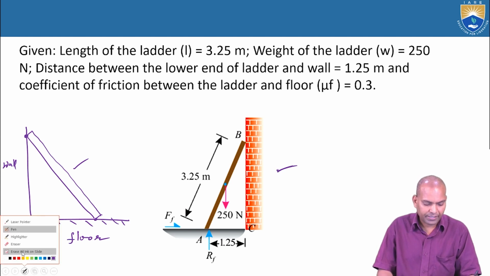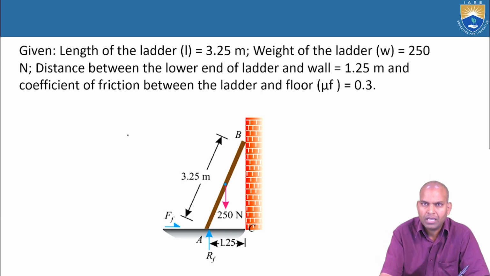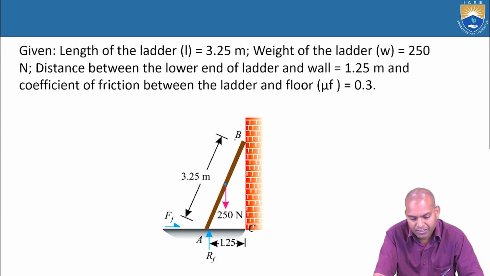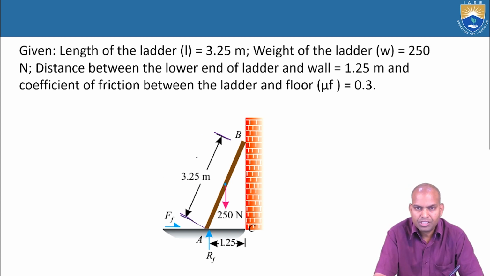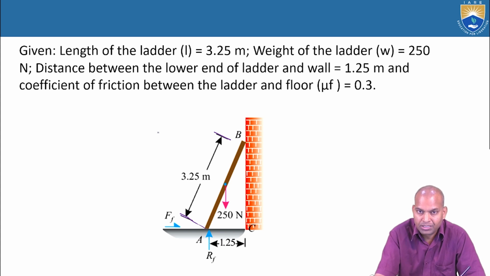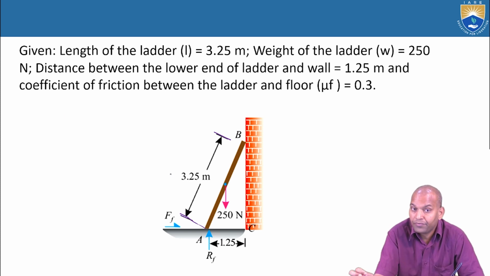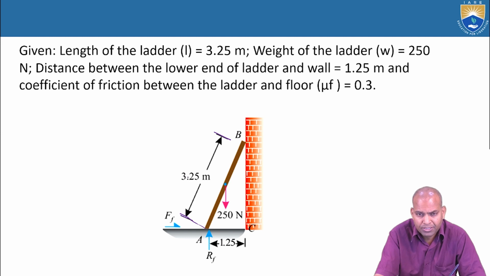So let us start solving the problem using this condition. Now the length of the ladder is 3.25 meters, as mentioned here. Next, the weight of the ladder is 250 newtons. Please understand where this 250 newtons is acting. The weight always acts on the body passing through the center of gravity. Considering the ladder as a rectangular section of length 3.25 meters, the weight acts along the length of the body, passing through the center of gravity.